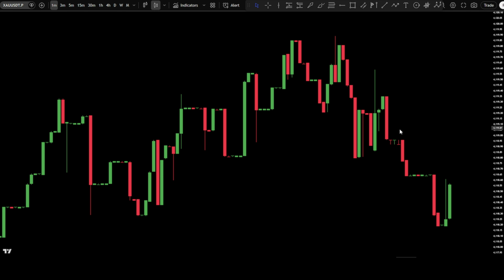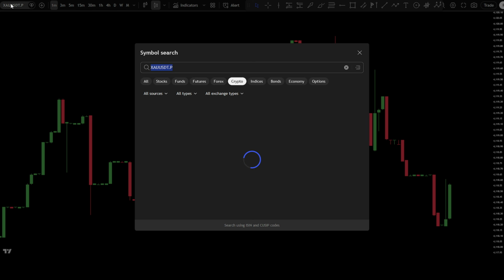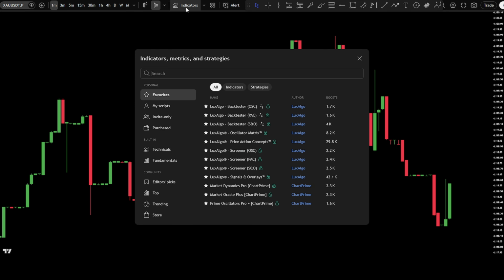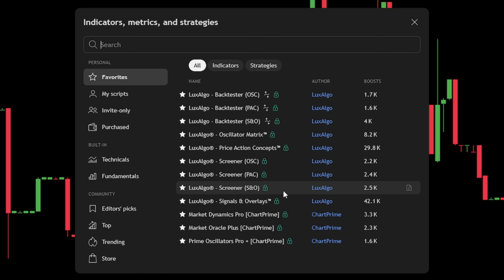Now let's set up the indicator. First, open TradingView and select Gold USDT Perpetual. Then set the chart to the 1-minute time frame. Next, open the Indicators tab and search for LuxAlgo signals and overlays. Click the indicator to add it to your chart.